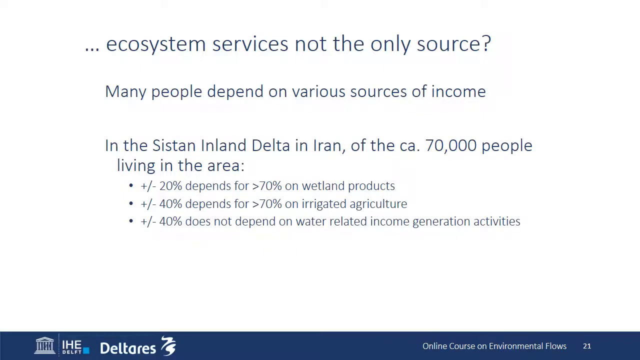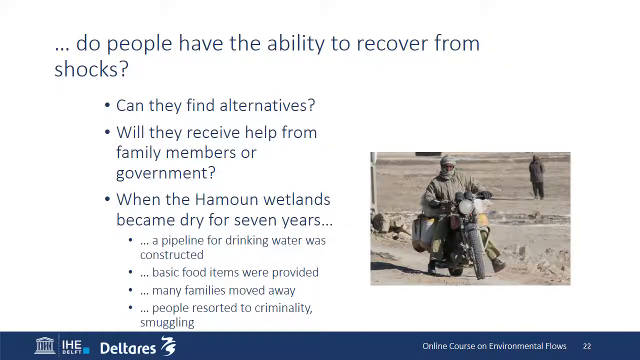Then last question is, do people have the ability to recover from those changes in availability? Are they able to find alternatives? Will they perhaps receive help from family members or from government? And what we saw in the Hamoon wetlands in Iran was when those wetlands were dry for a period of 7 years, some help was provided. The government constructed a pipeline to supply drinking water to people's houses. Also, basic food items were provided as a kind of emergency help. But this was not enough for everybody.